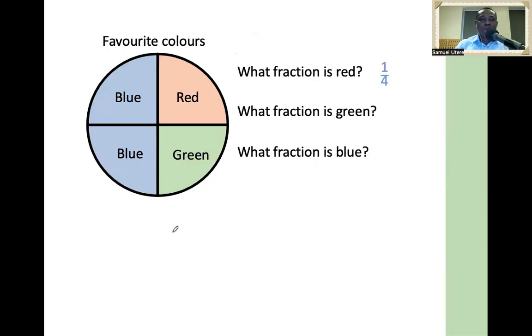Here we have favorite colors. If you're asked what fraction is red, of course, you would choose a quarter. A quarter is red. You can see this circle has been split into 4 equal parts. So you would choose a quarter.